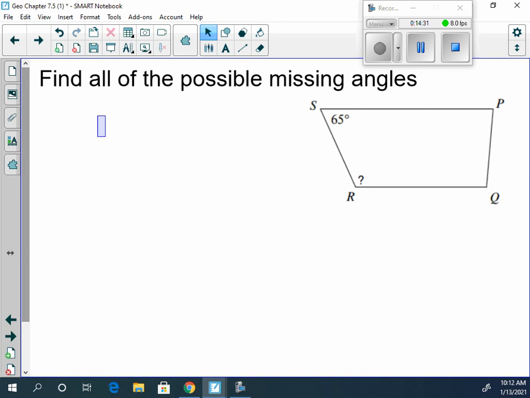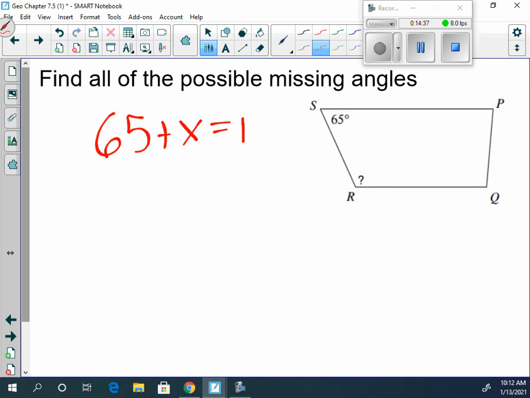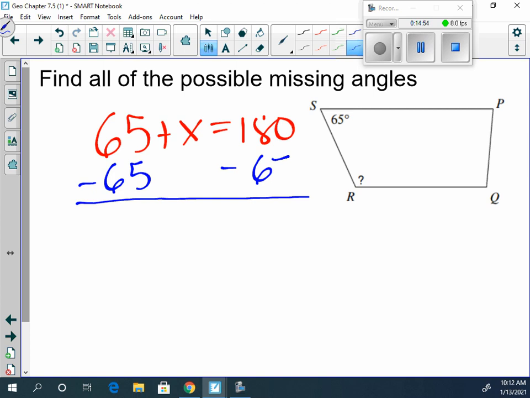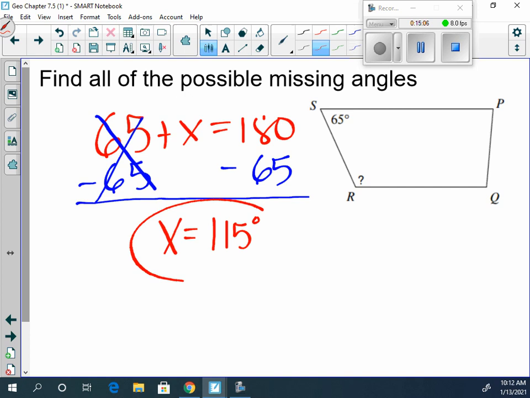65 degrees plus our missing angle equals 180. To solve for this missing angle, the first thing we can do is subtract 65 from both sides, because 65 minus 65 will cancel out, leaving us with x equal to 115. So the measure of angle R is 115.